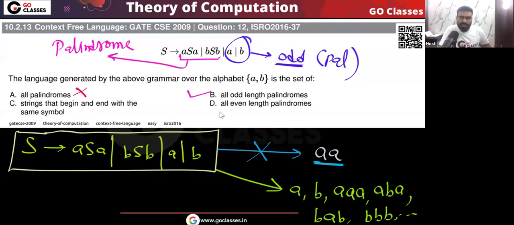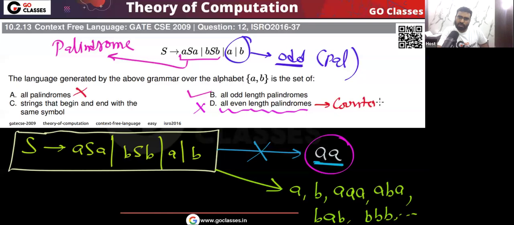What about option D? Option D is saying all even length palindromes. This is also wrong. Why? What is the reason? Because you can see I cannot generate double a. The counter example is double a. This is the counter example, double a. Here also the counter example is double a.